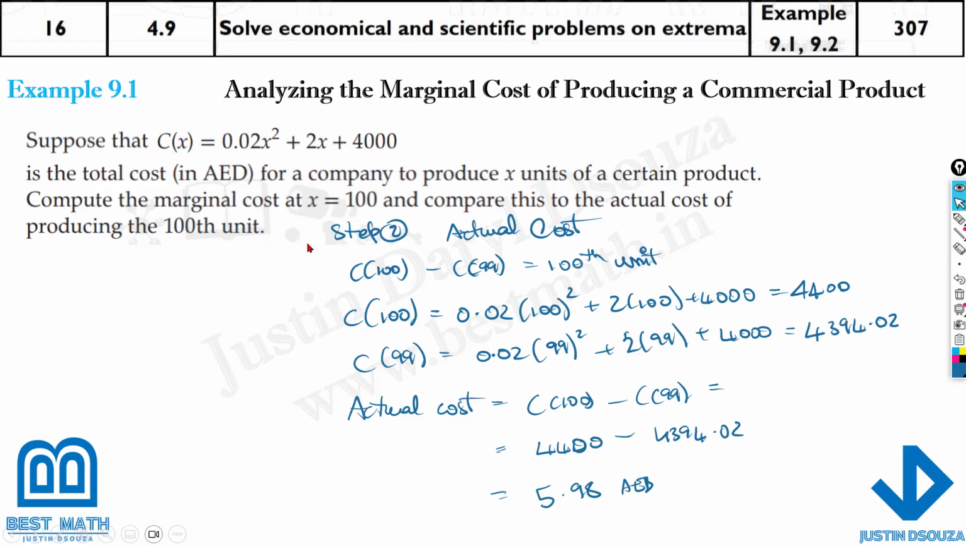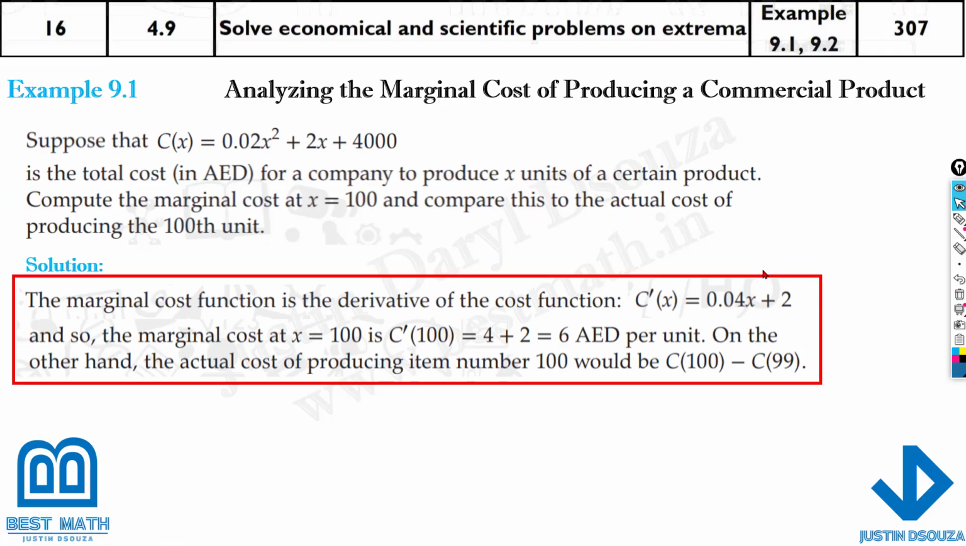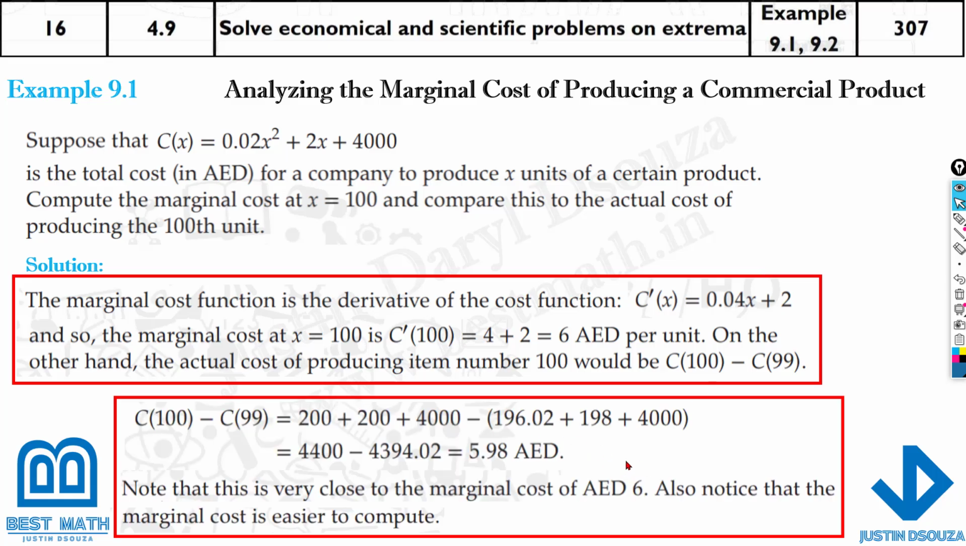So these two are very important, step 1 and step 2, finding the marginal cost and the actual cost, and that is it. Here we can see the solution as well. We get these two. So note it's very close to the marginal cost. Also, there's one more thing. Marginal cost is always very easy to compute, whereas finding the actual cost took us a long time, right? Finding the total cost of 100 units, subtracting the cost of 99 units, and then you find it. But the marginal cost is very, very easy to find.